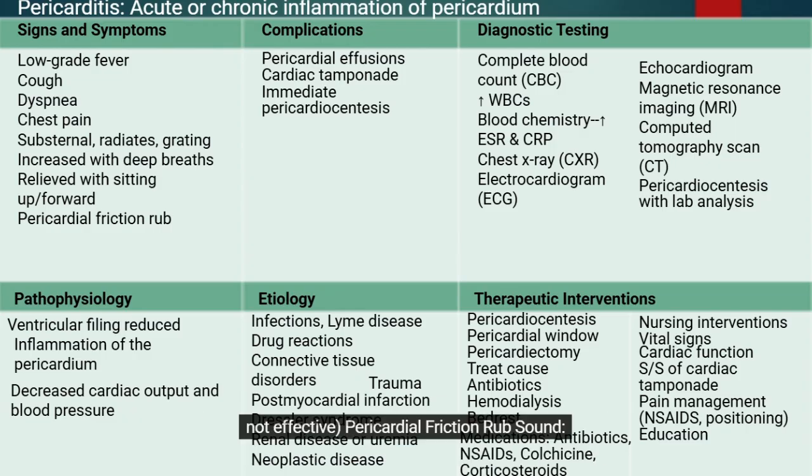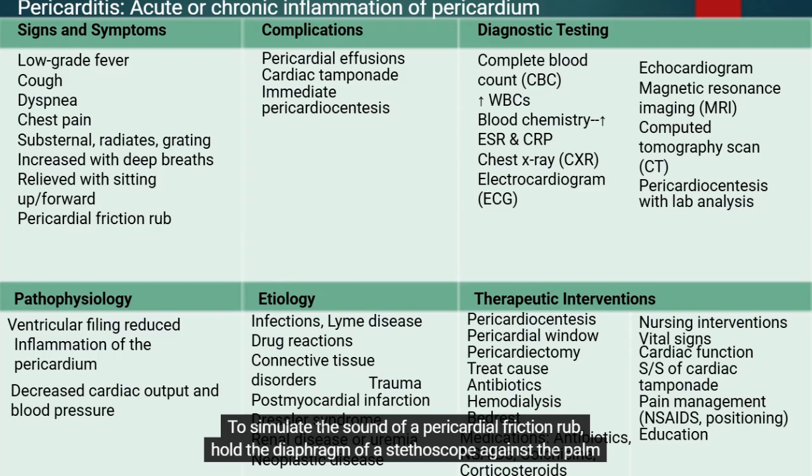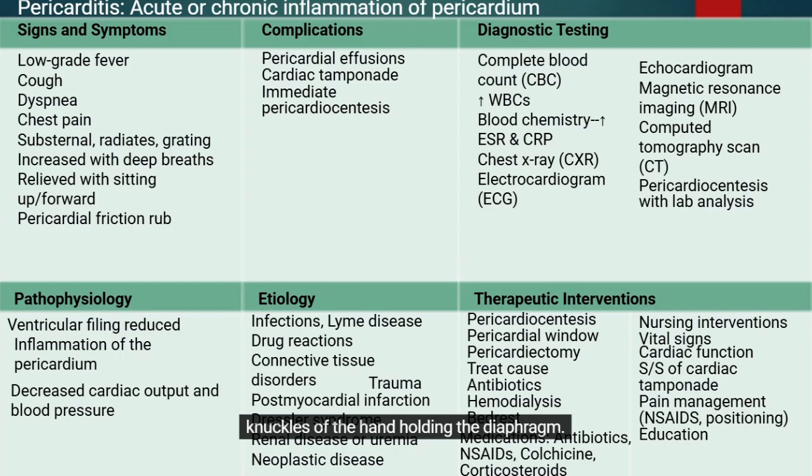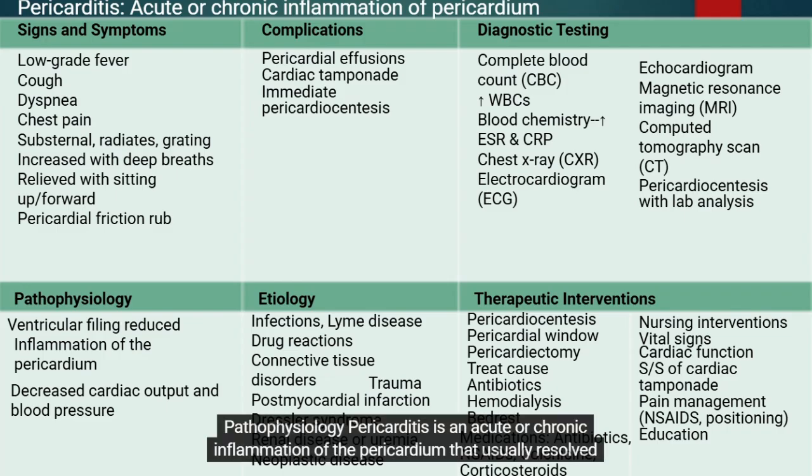Pericardial friction rub sound. To simulate the sound of a pericardial friction rub, hold the diaphragm of a stethoscope against the palm of one hand. Listen through the stethoscope as you rub the index finger of the opposite hand over the knuckles of the hand holding the diaphragm. This sound is similar to a pericardial friction rub.